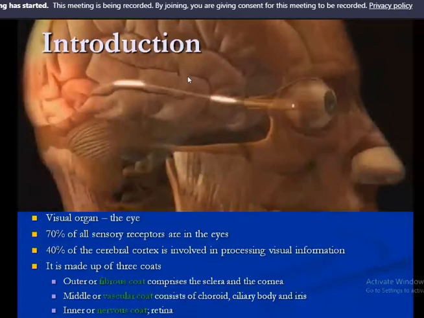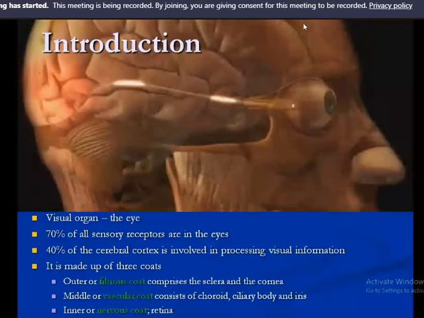Now, the three different layers of the eyeball: we have the outer layer, middle and the inner. The outer layer is known as the fibrous coat, which consists of the sclera and cornea. Next one is the middle layer, known as the vascular coat, which mainly consists of choroid, ciliary body and the iris. And the inner is known as the nervous coat, which mainly consists of a single structure known as the retina. So those are the three different layers of the eyeball.